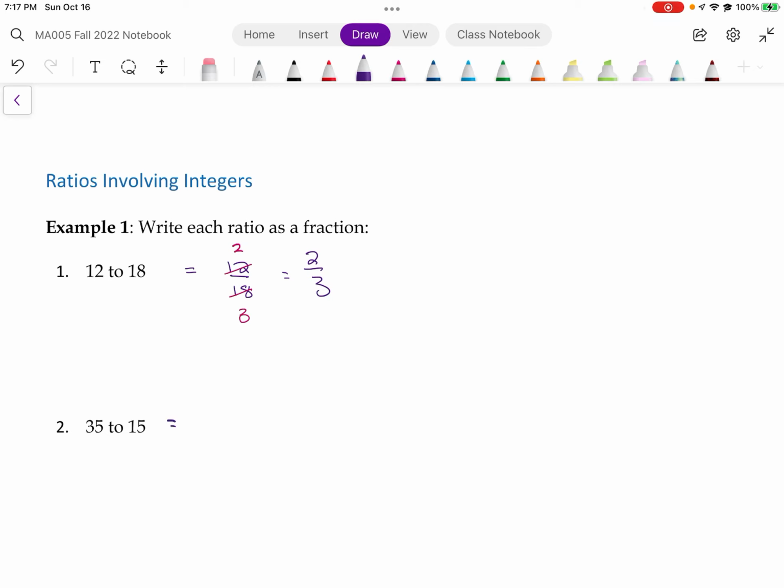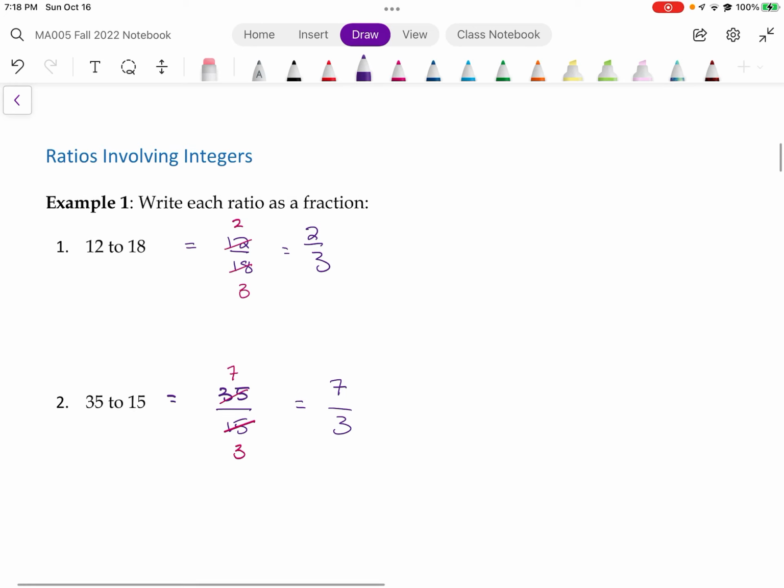All right, the next one is 35 to 15. You're going to look for a common factor, and you'll see that they both have a 5 in them. So 5 goes into 35 7 times. How many times does 5 go into 15? 3 times. So this becomes 7/3. And you can leave it like that because we're just looking at ratios, so we don't use mixed numbers at all.